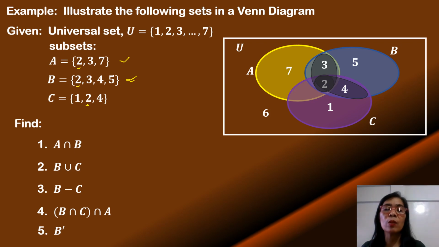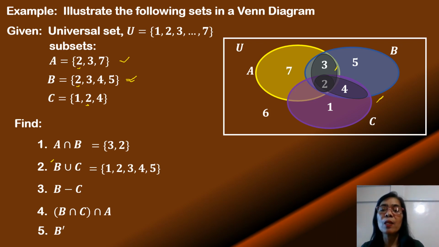A intersection B, we are referring to this region. It shows elements 3 and 2. B union C. When we say B union C, we are referring to all the elements which are found either in B or in C. So you're going to collect all the elements found in these two sets. So we therefore have elements 1, 2, 3, 4, and 5.